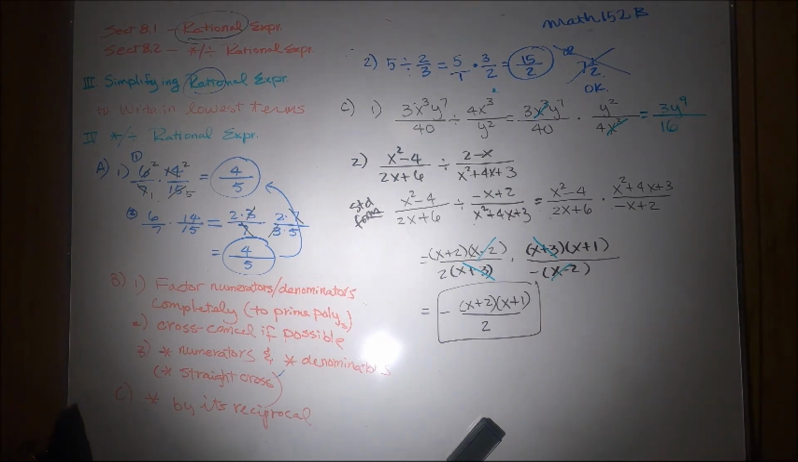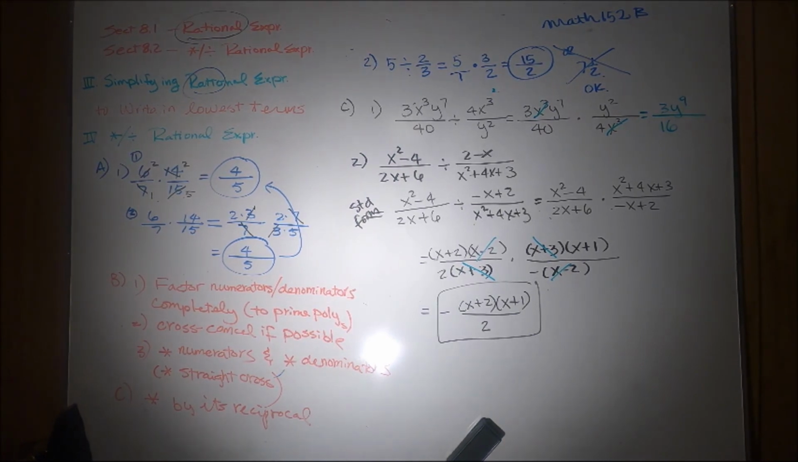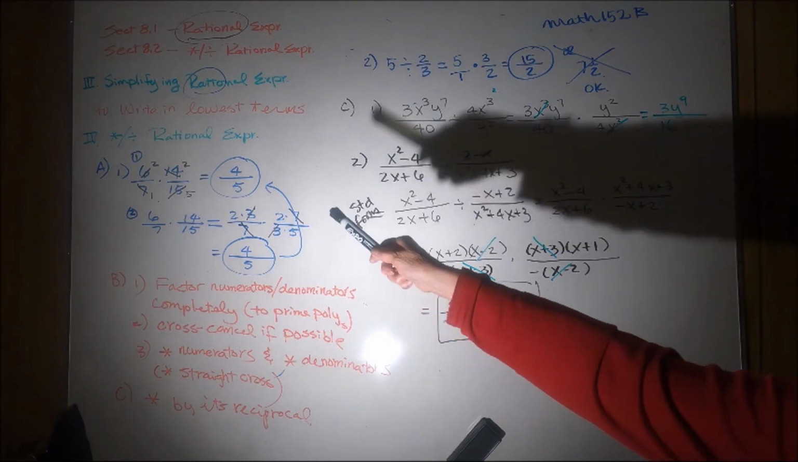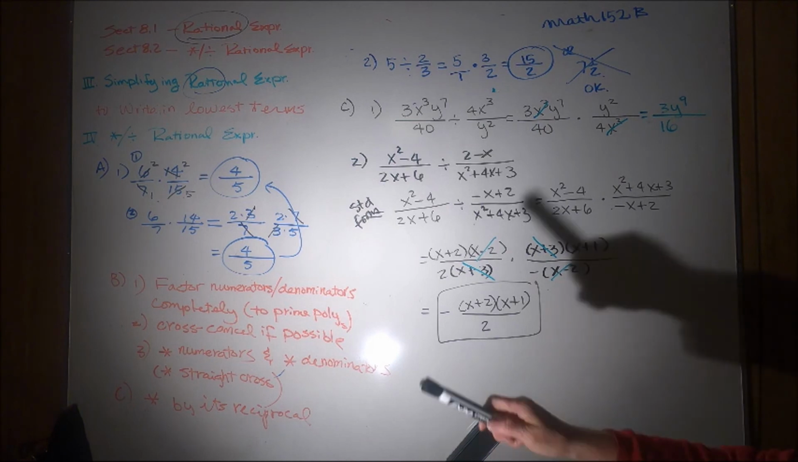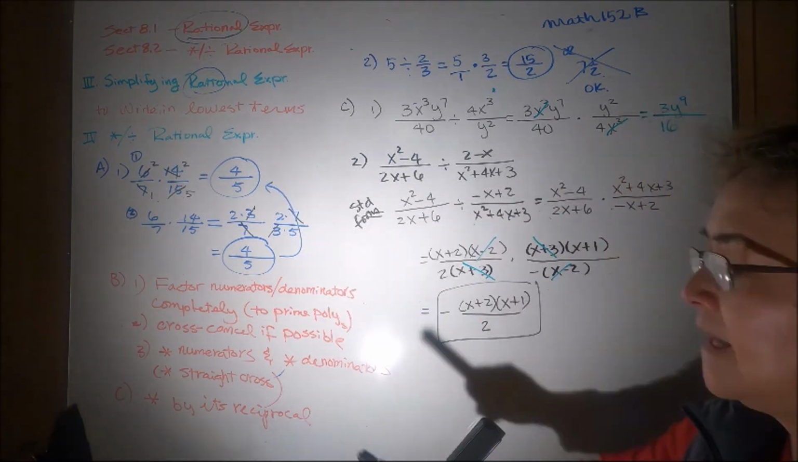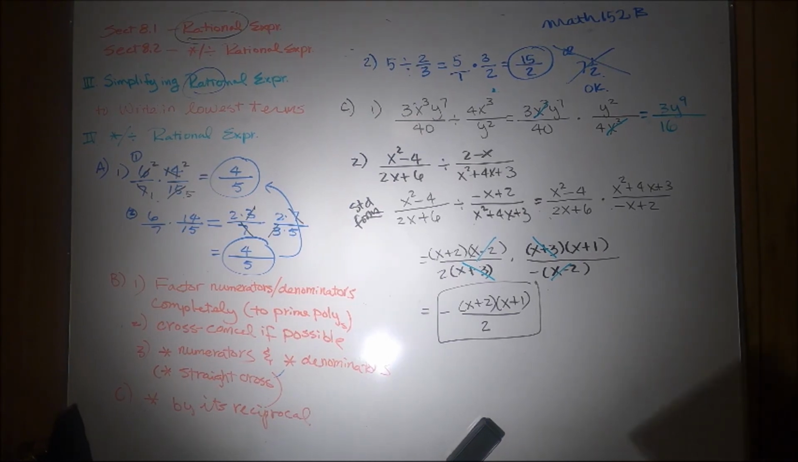So we are learning sections 8.1 and 8.2 for rational expressions. To start to operate on them, we learn the basic things first by simplifying. Then we do multiplication and division. So that would be sections 8.1 and 8.2.